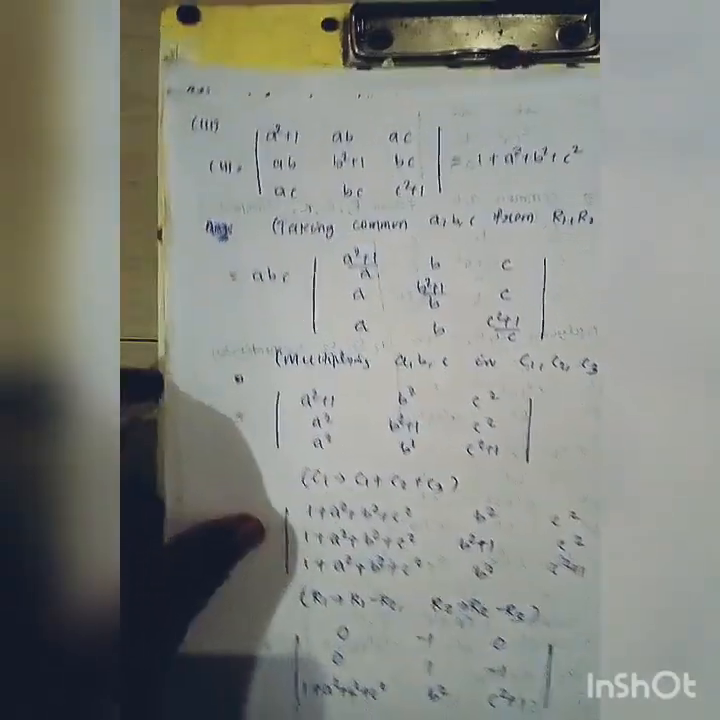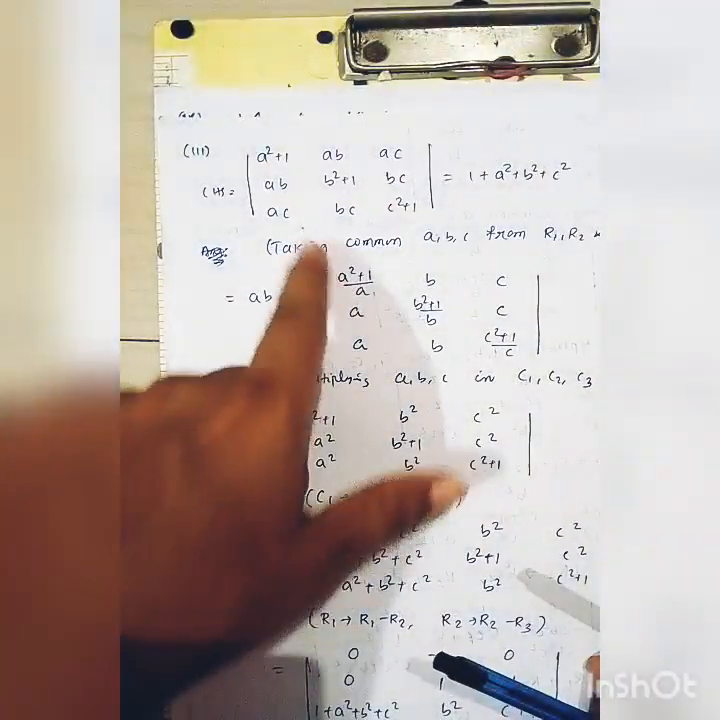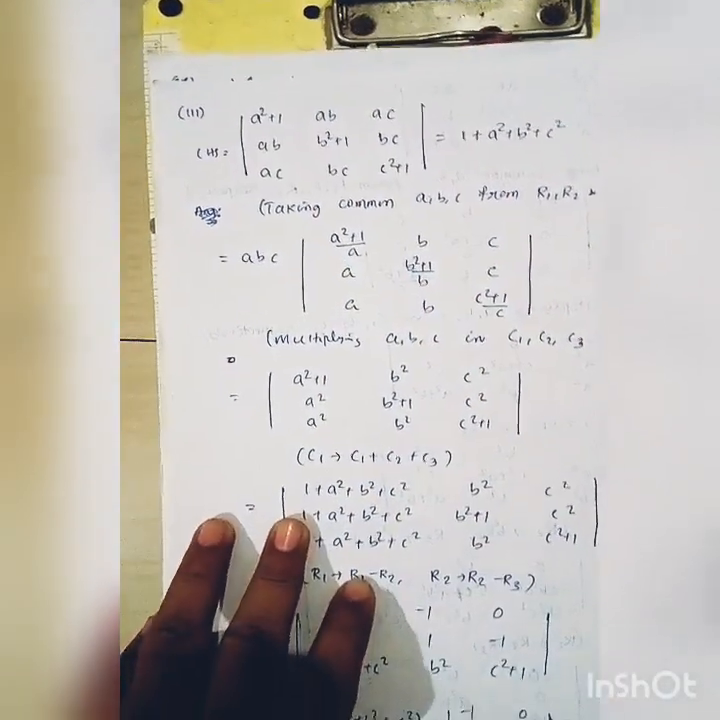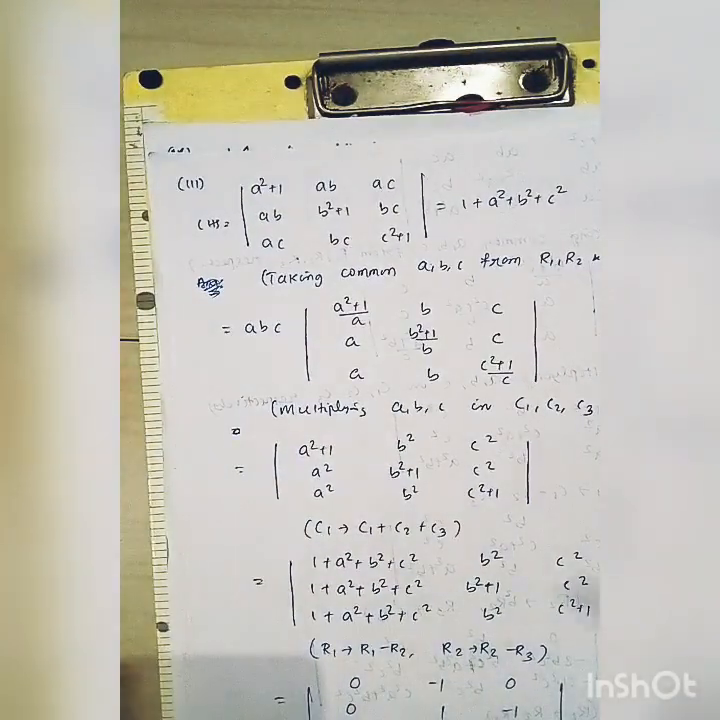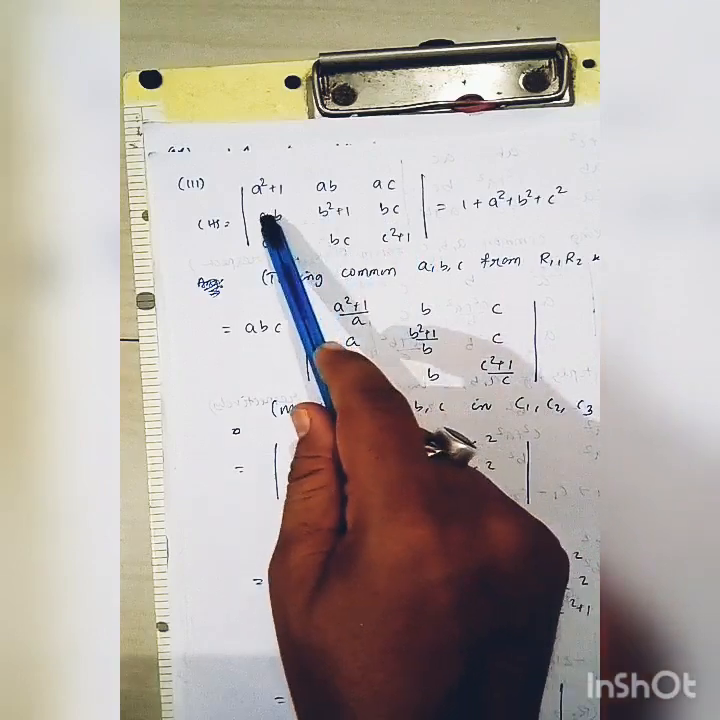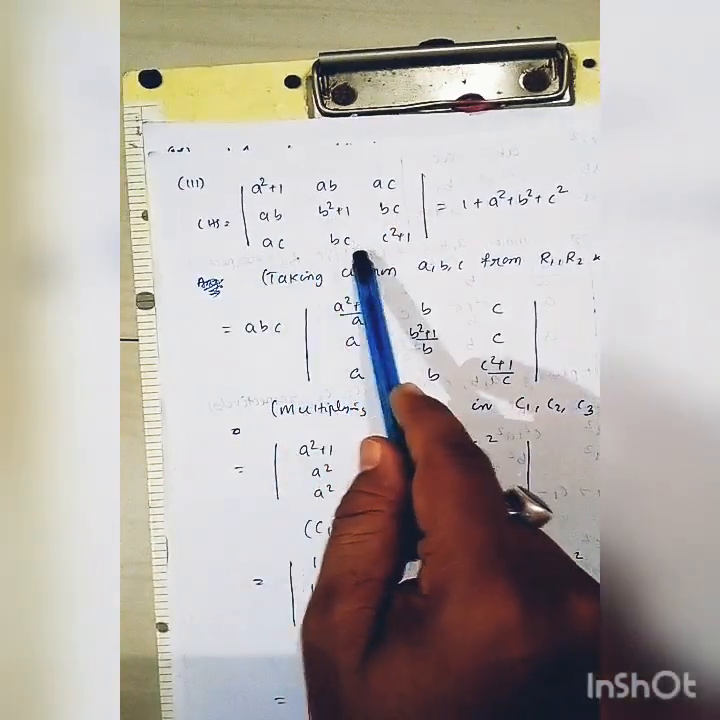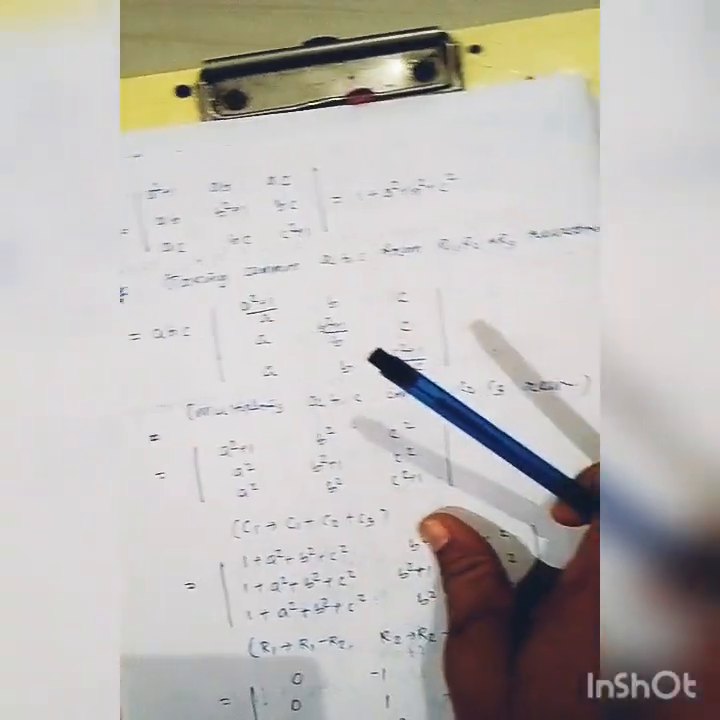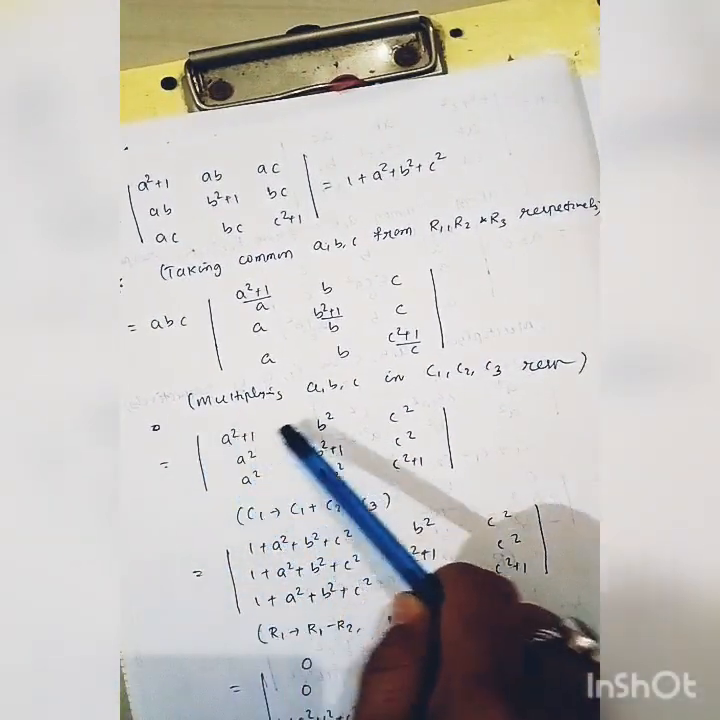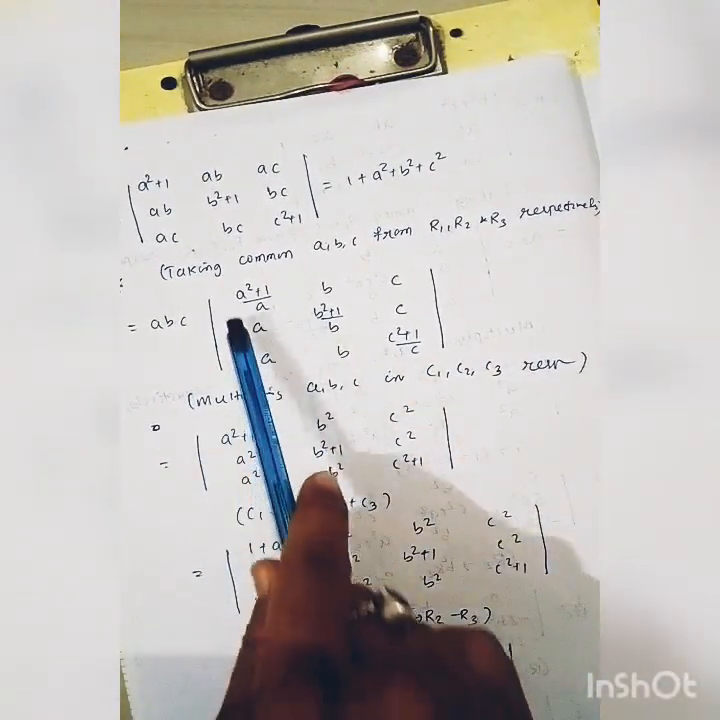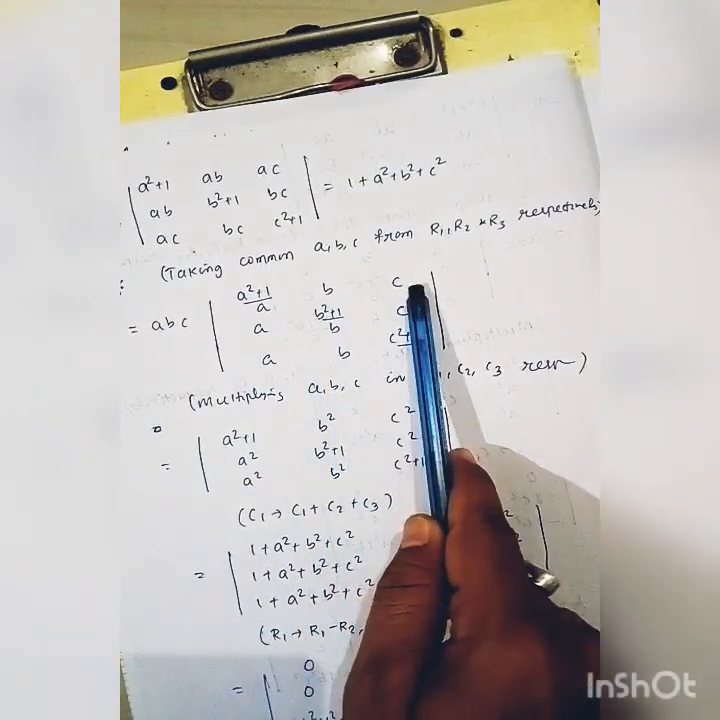Another question, prove that the determinant of this equals 1 plus a square plus b square plus c square. It is similar to the previous question also. If you observe, in the first row it is ab, ac, second row ab, bc, third row ac, bc. Again taking common abc from R1, R2, R3 respectively, we get abc, it is again a square plus 1 by a, b, c.